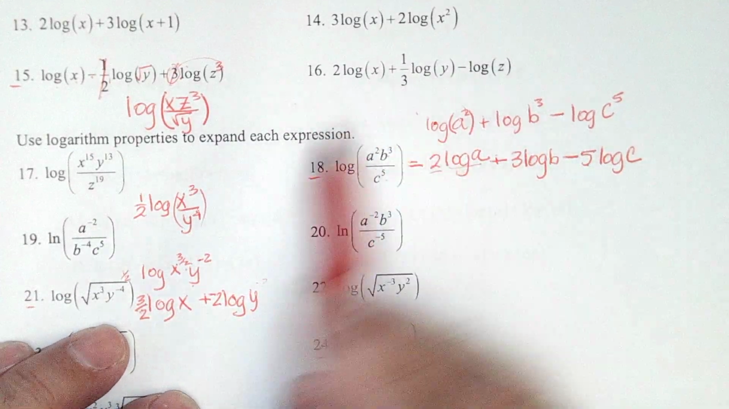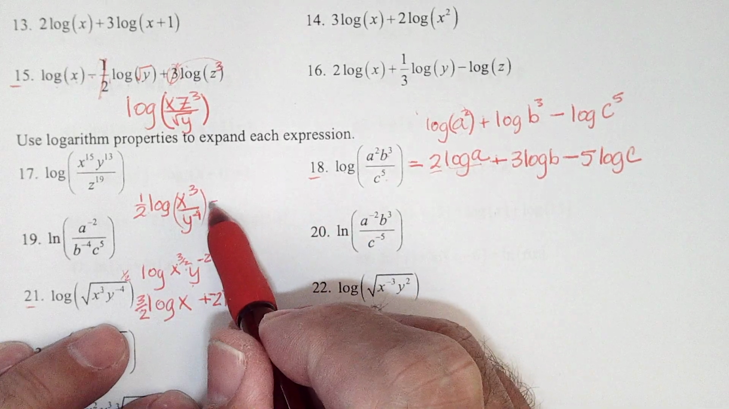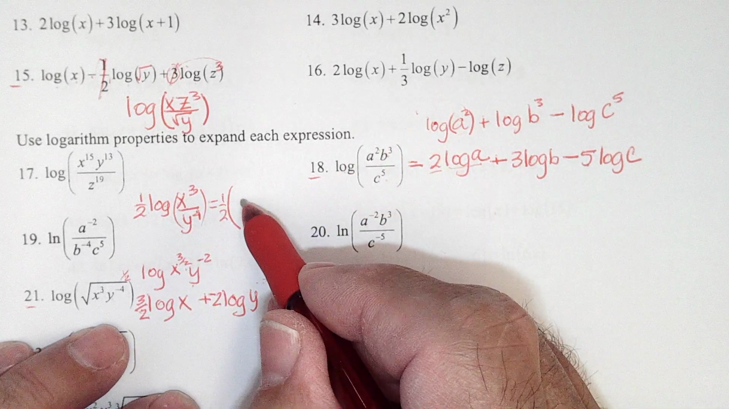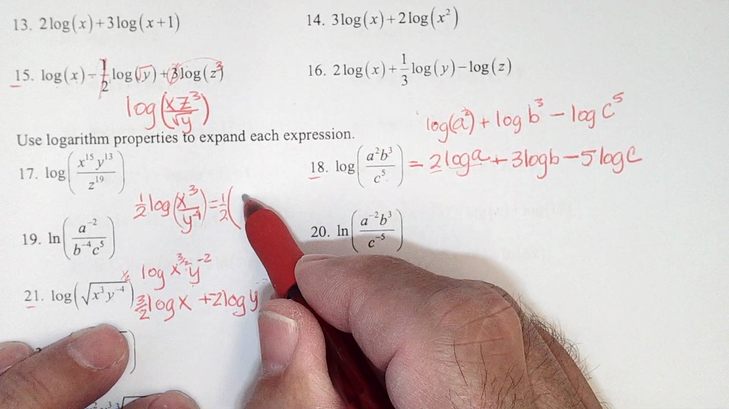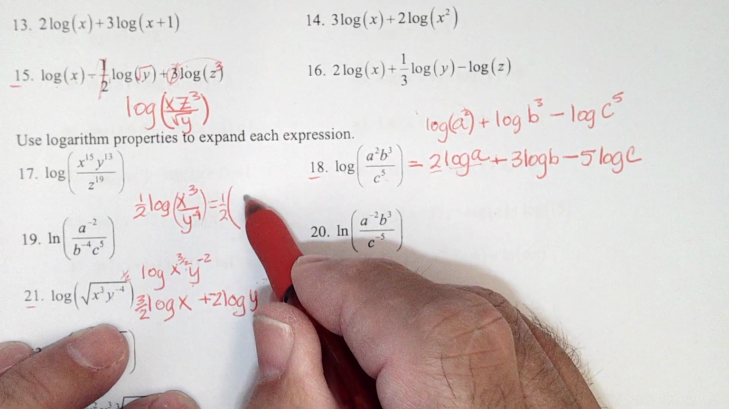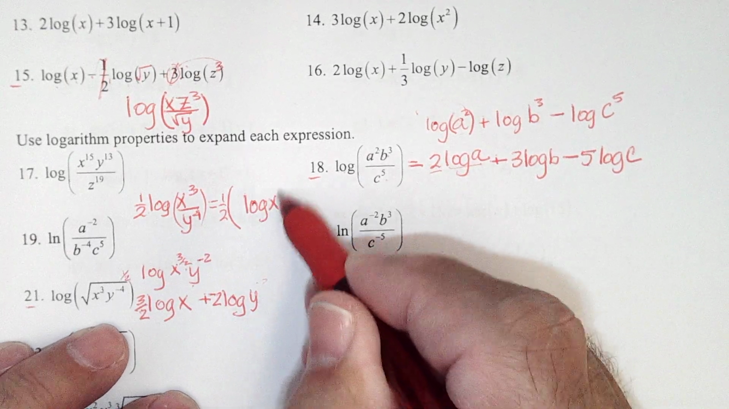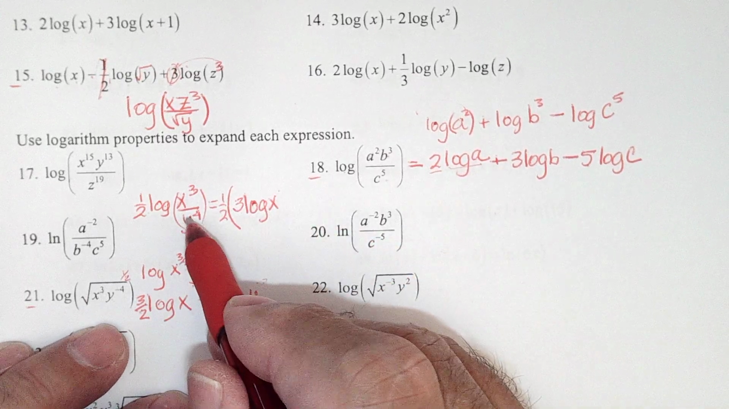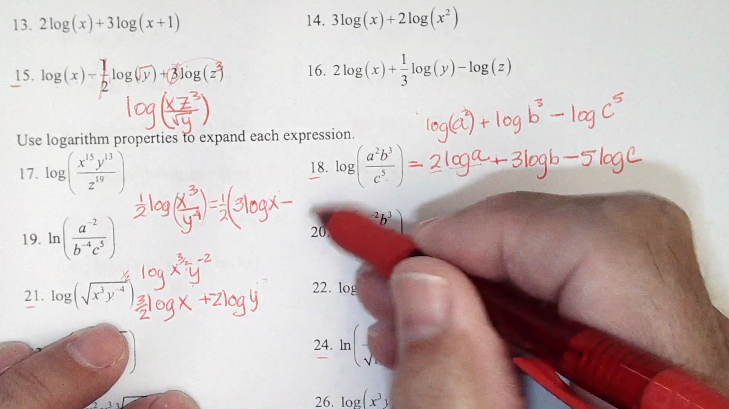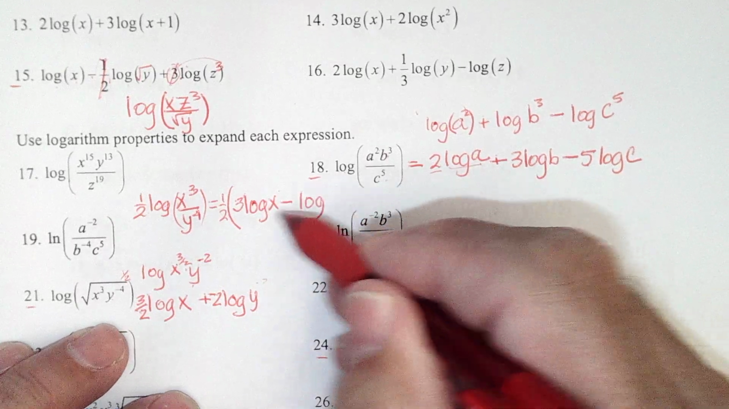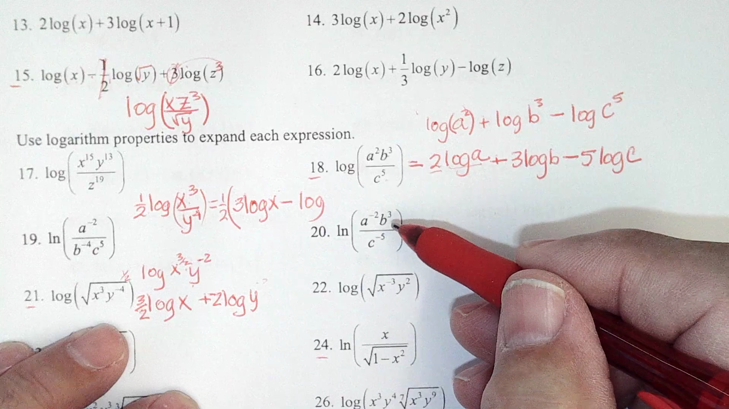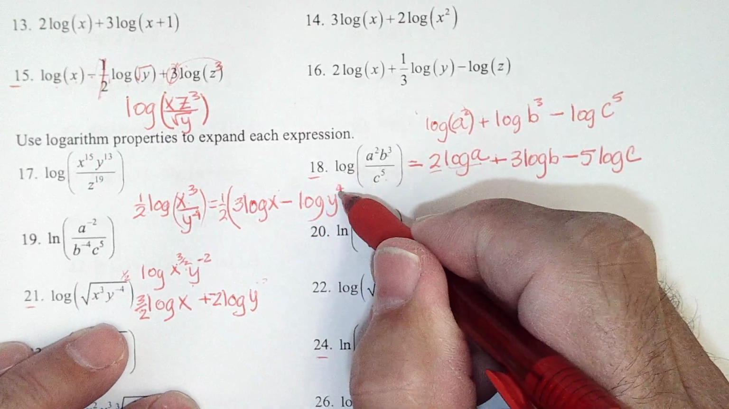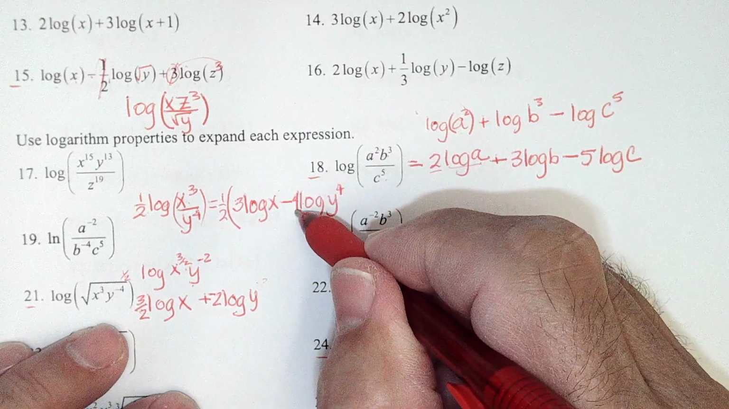And then when I split this up, it could be 1/2 times the log of x to the 3rd. These are divided, so it could be log of x to the 3rd, but the power could come down. And I would be subtracting, subtracting because of the division. You subtract powers when you're dividing, so log of y to the 4th, but the 4th could come down.